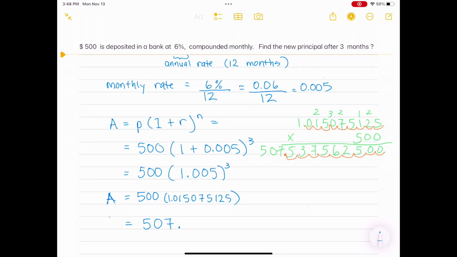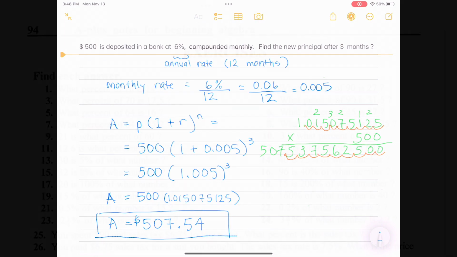Since I am demonstrating this problem on a limited screen, I don't have the luxury of spreading out my work. A equals $507.54. We box our answer.